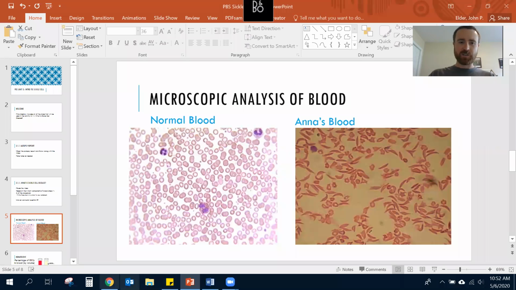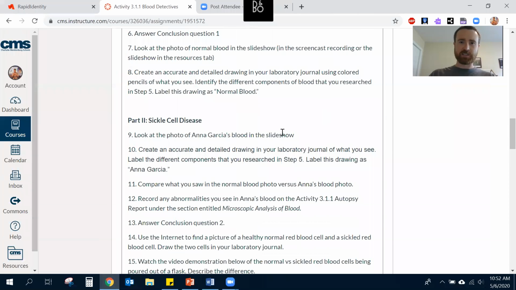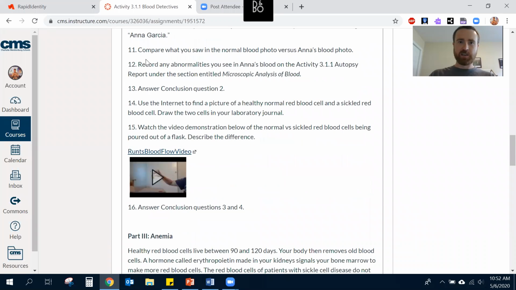So this is one of those days where there's lots of different things. So you've now seen Anna's blood and normal blood. The source of most of the problems that sickle cell disease causes is the difference in shape of the red blood cells. Part of it is that they don't carry as much oxygen, and we'll get to that later, but it's also a matter of their shape and the effect of that on the blood vessels.